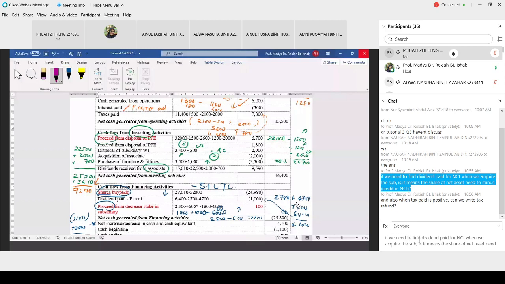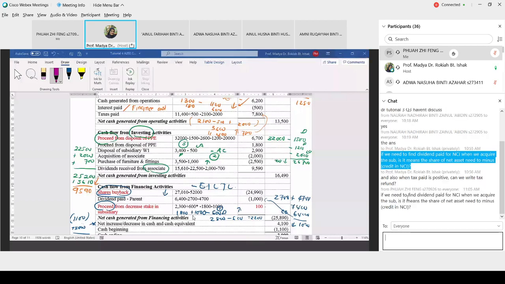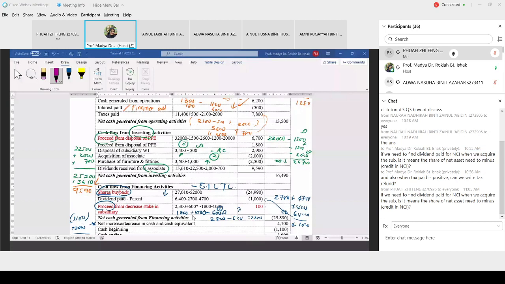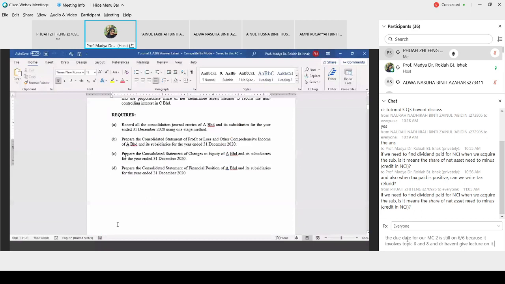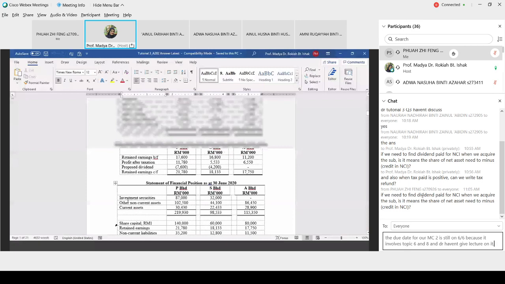Okay, we're going to look at question 3. Okay, so now you're ready with question 3. Question 3 is not very complicated as compared to question 2. Hopefully we're able to finish in half an hour.